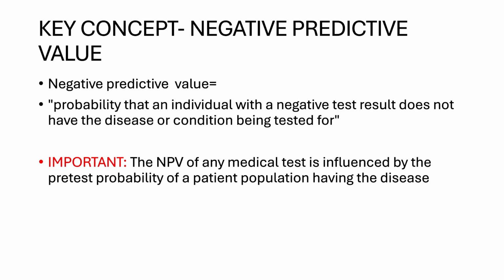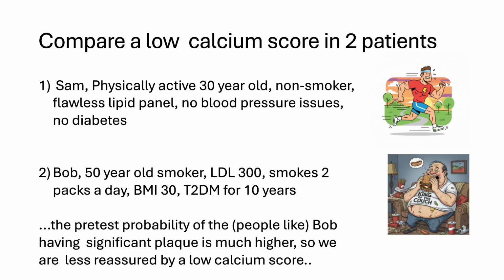This is the probability that an individual with a negative test result does not have the disease or condition being tested for. An important note is that the negative predictive value of any medical test is influenced by the pre-test probability of a certain patient population having the disease in the first place. Imagine that both of these patients have a low calcium score.